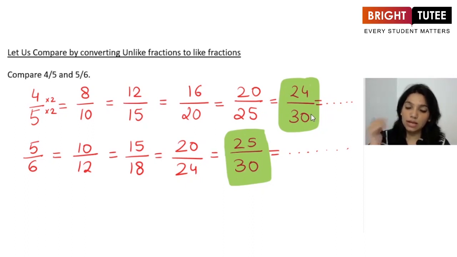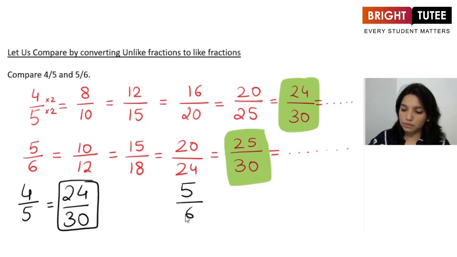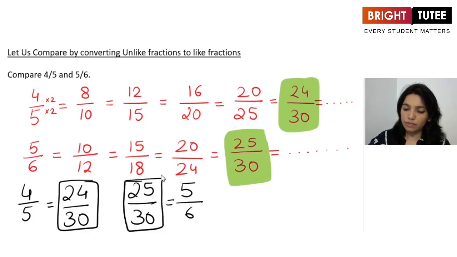Is this clear? To 4 over 5 we have written the equivalent fraction 24 over 30. And to the fraction 5 over 6 we have the equivalent fraction 25 over 30. So these two fractions we have made.